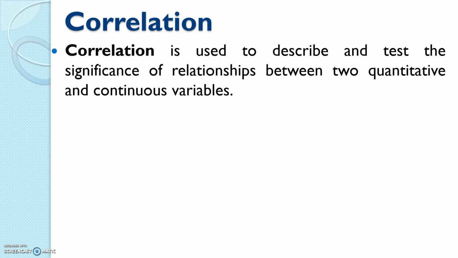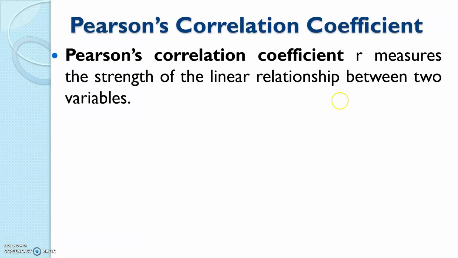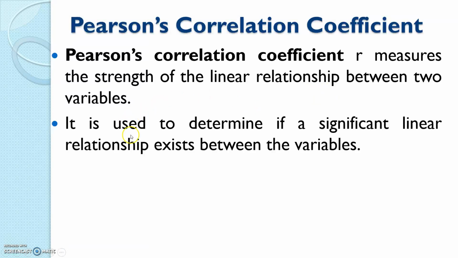Correlation is used to describe and test the significance of relationships between two quantitative and continuous variables. How about Pearson's correlation coefficient? It is usually denoted as r, and it is a single number that gives an accurate measurement of how closely one variable is related to another variable. Moreover, it measures the strength of the linear relationship between two variables. Also, it is used to determine if a significant linear relationship exists between the variables.